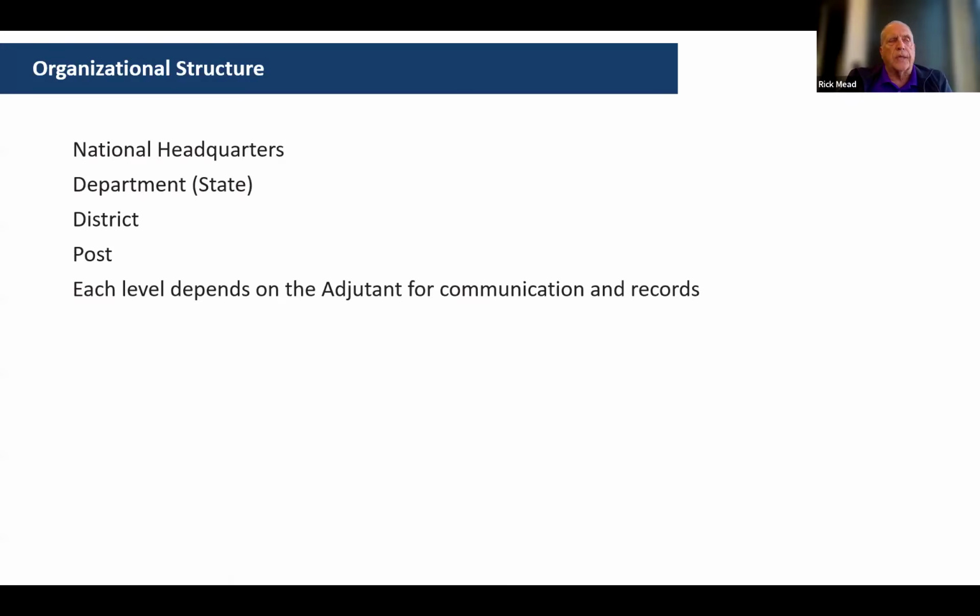So the organizational structure, and this is what I was referring to earlier: national headquarters, department or the state, district, post. Each level depends on the adjutant for communication and records. So the information that flows from national, much of it comes to my office from the national adjutant. That's where that information flows from. What I should be then doing, in an ideal world, is distributing that information to the districts, to the district adjutant.